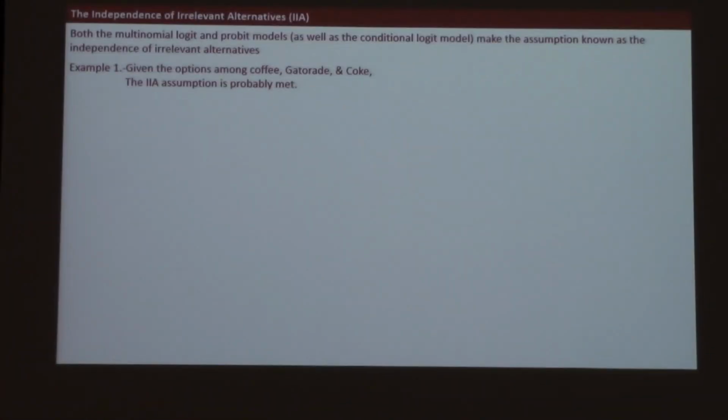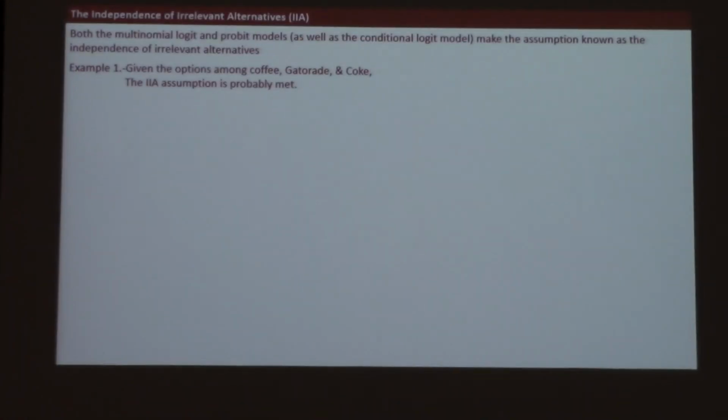Multinomial logit and probit models, as well as the conditional logit model, all make the same assumption of independence of irrelevant alternatives. So we need some new models. A couple of examples.